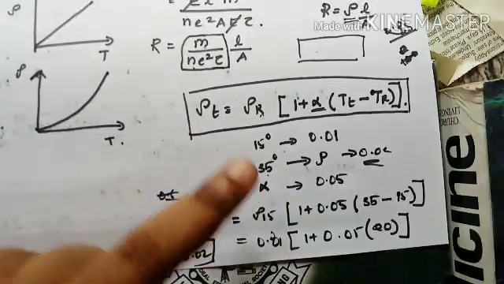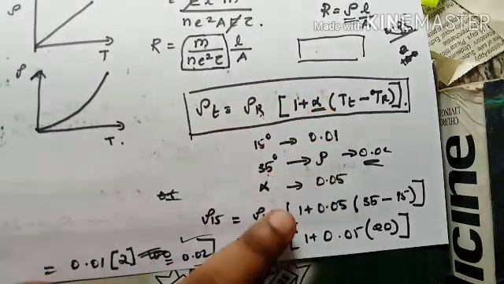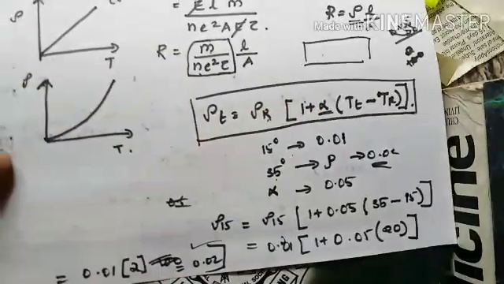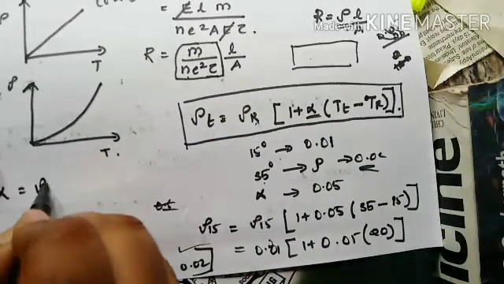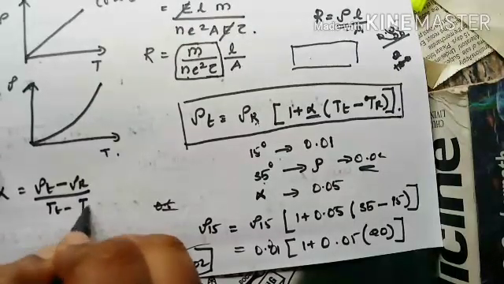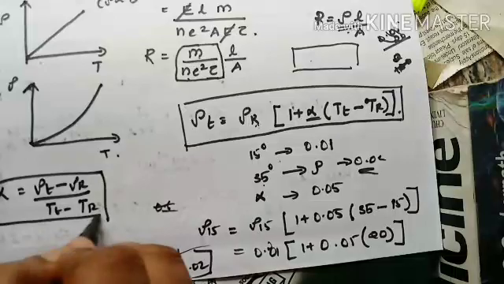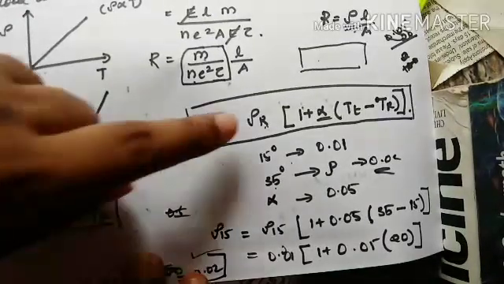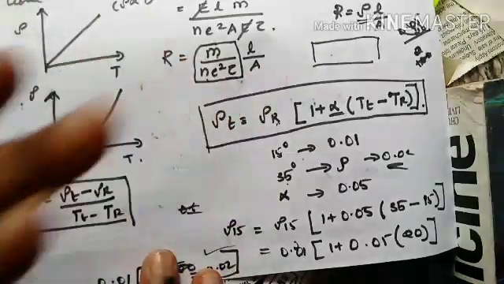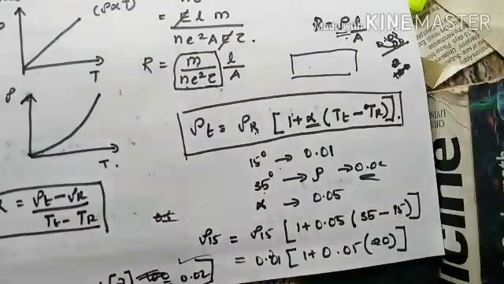So you are indicating a constant term here, which is alpha. I can derive alpha from the same equation: alpha is equal to (rho T minus rho R) divided by (T minus Tr). This is an expression for the temperature coefficient of resistance, derived from this expression itself. This expression should be learned by heart, guys. Problems are usually asked from this.